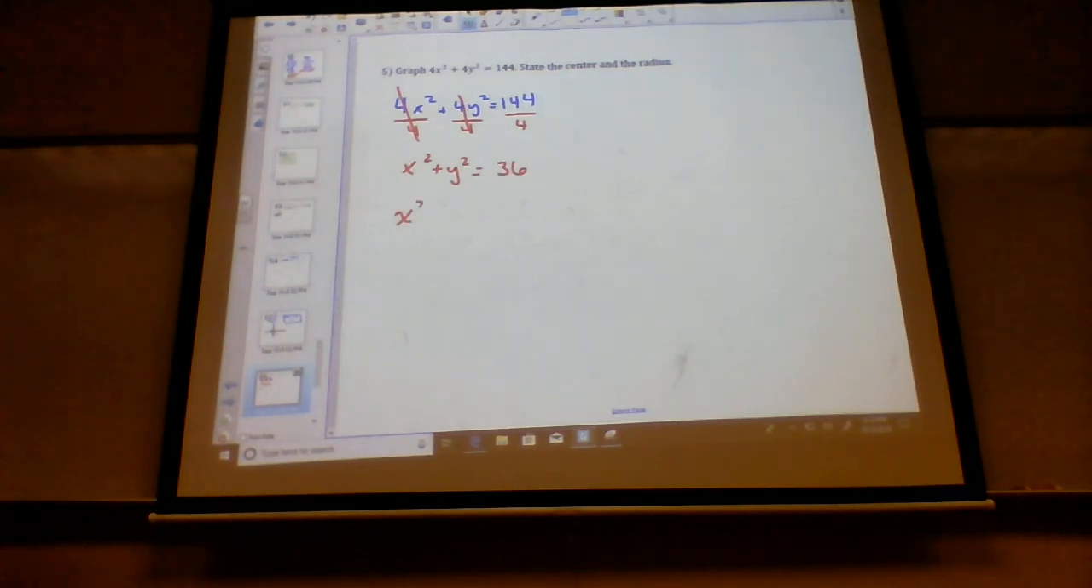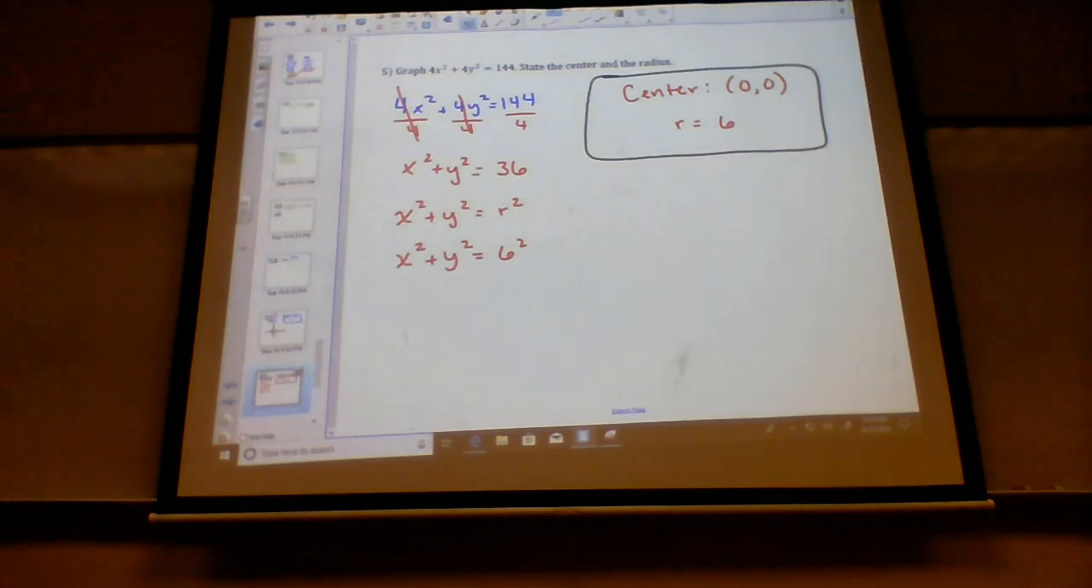My equation is x squared plus y squared equals r squared. So the radius must be 6. Because what squared gives you 36? 6. So I'm going to rewrite it as x squared plus y squared equals 6 squared. So now I'm ready to state my center and my radius. My center is 0, 0, and my radius is 6. That's my first answer. Now my second answer is to graph it.